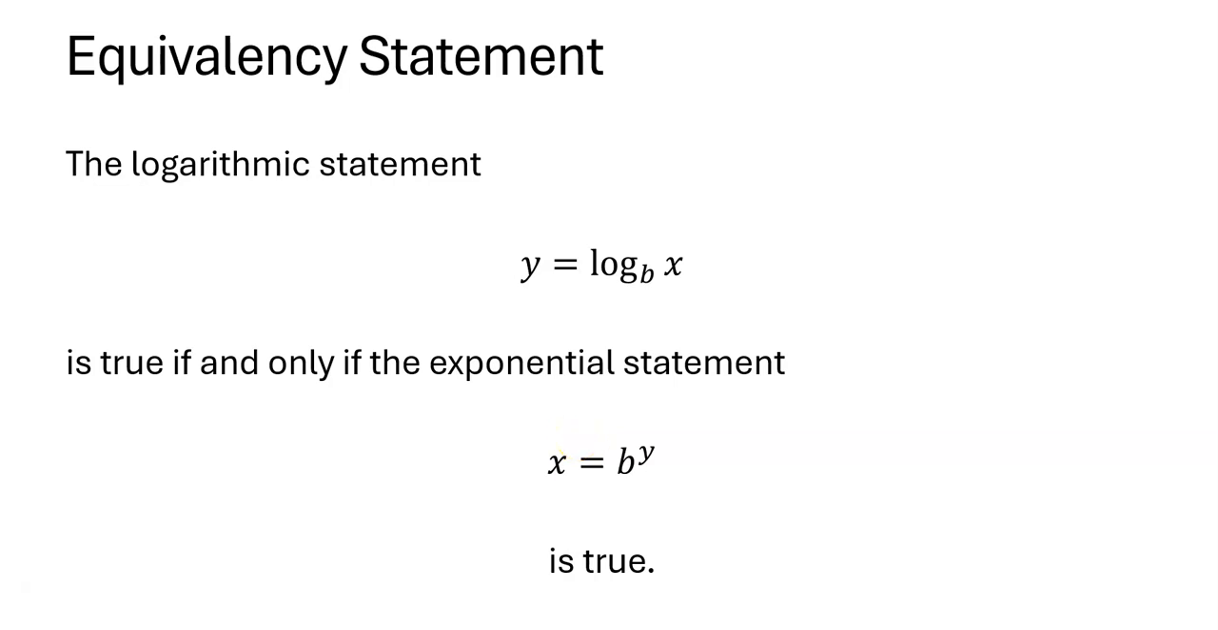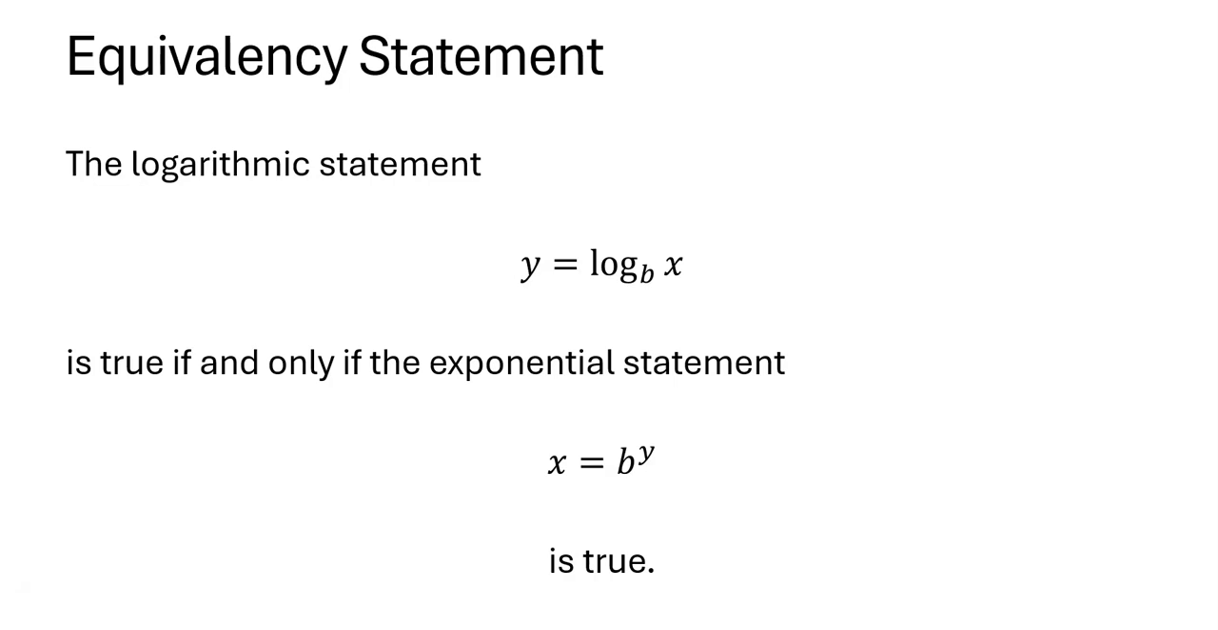The logarithmic statement y equals log of x base b is true if and only if the exponential statement x equals b to the y is also true. Now, when we're looking at these two, these are our equivalency statements. When you look at them, you'll notice that the base of each one is the same, right? The base of the logarithm is b, the base of the exponent is b. And then if you notice x and y, those are going to be other numbers.